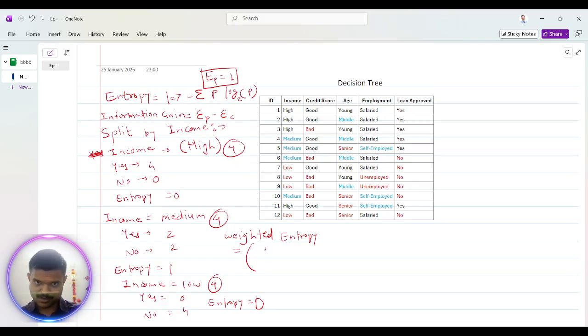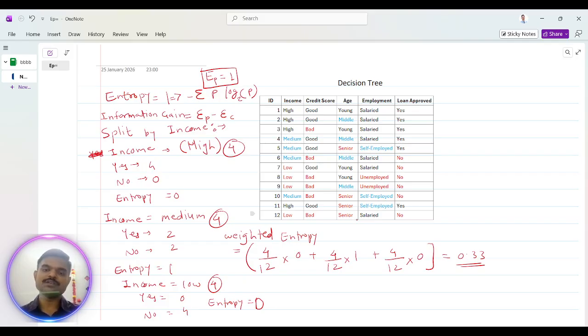So how many rows for high? 4 out of 12 rows, multiplied by what is the entropy? 0 for the high income group, plus for medium, there are 4 rows divided by total rows multiplied by entropy, 1 for medium. And for low, there are 4 rows divided by total rows multiplied by entropy, 0. What is it? 0.33. You can calculate 0 plus 1 by 3 plus 0, means 0.33. So 0.33 is the weighted entropy of this income group.